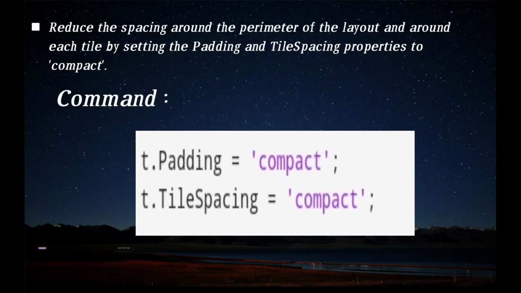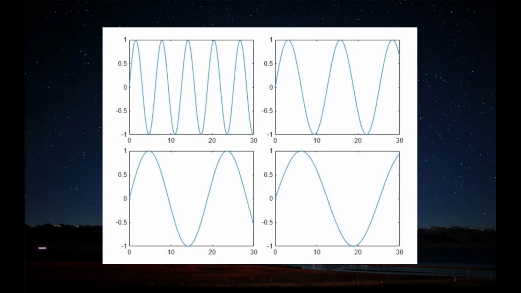Reduce the spacing around the perimeter of the layout and around each tile by setting the Padding and TileSpacing properties to compact. Command: t.TileSpacing = 'compact'; t.Padding = 'compact'. This was the result.